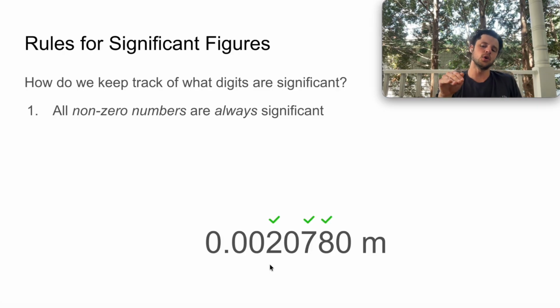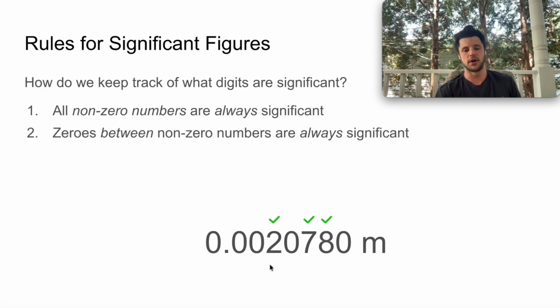However, it's the zeros we have to look out for. We have 3 different rules depending on where those zeros are in the number. The first one that's nice and easy is that any zero in between 2 non-zero numbers is always significant, because if our ruler could give us a measurement for this place value and a measurement for this place value, then obviously it could have given us a measurement for this place value. This zero doesn't have no meaning. It means that the digit for that place value was a 0.